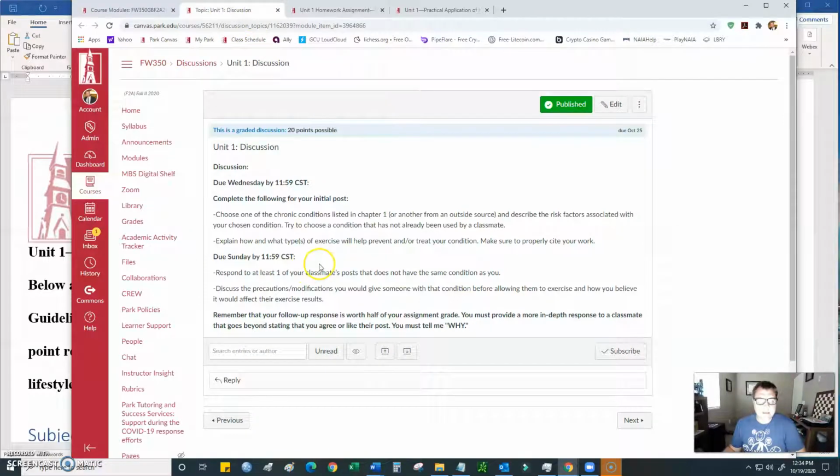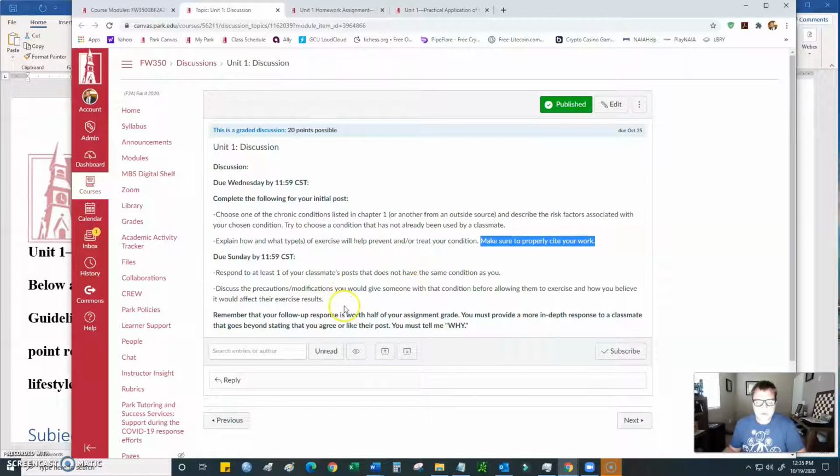First thing with the discussion here, pretty straightforward. For your initial post, what you're going to do is pick a chronic condition listed in Chapter 1, which we will go over, and is also in the Unit 1 materials. And then you're going to describe the risk factors associated with this, and then you're going to explain how and what kind of exercise you'll be able to use to help prevent and/or treat this condition, and also make sure you cite your work. Even if you're just citing the PowerPoint or the book itself, make sure you cite your work there.